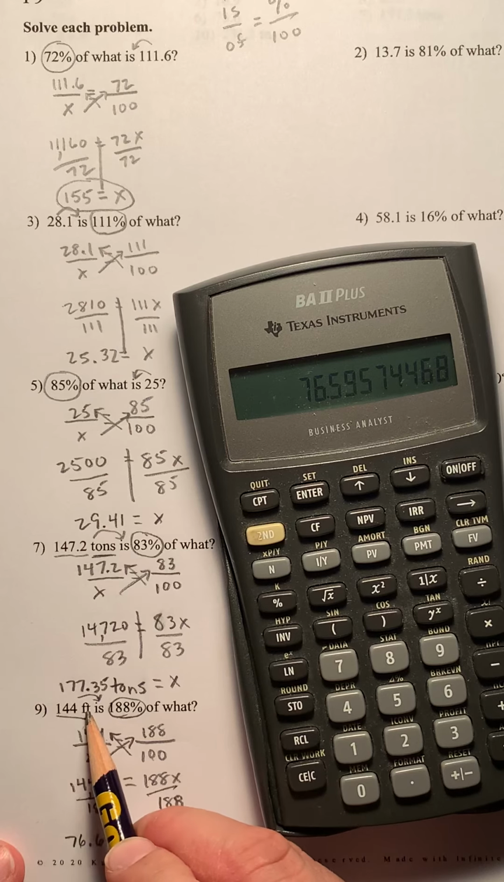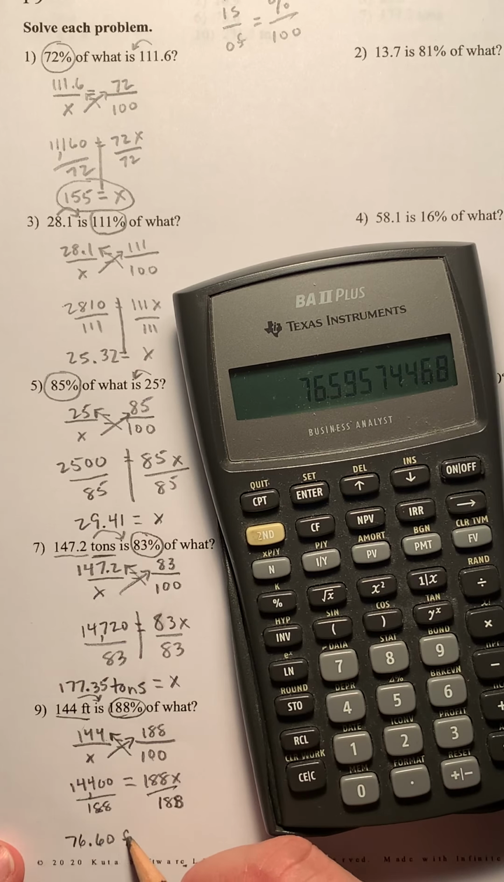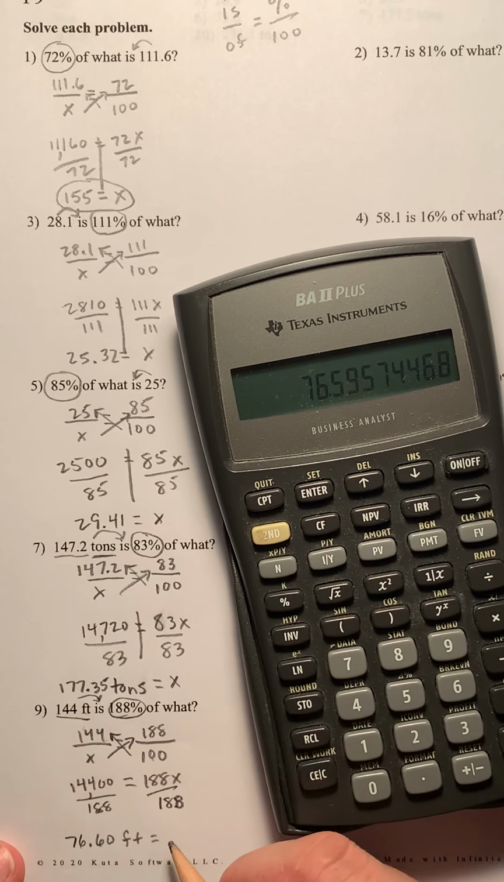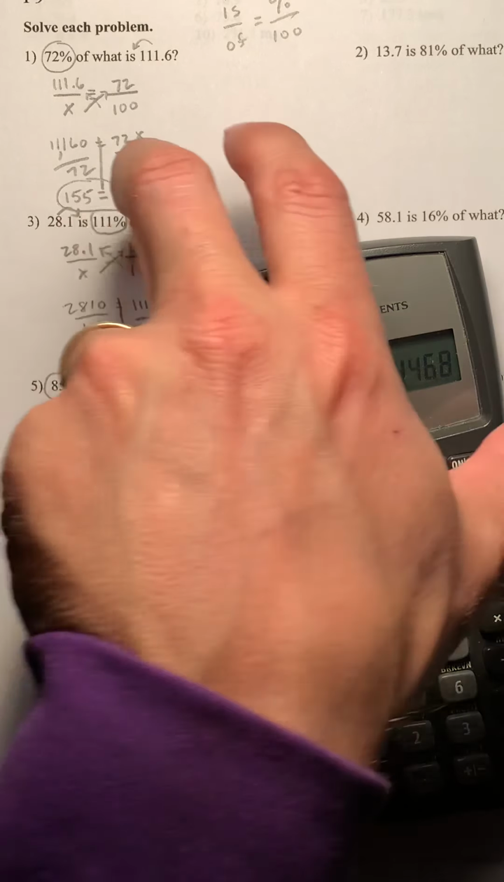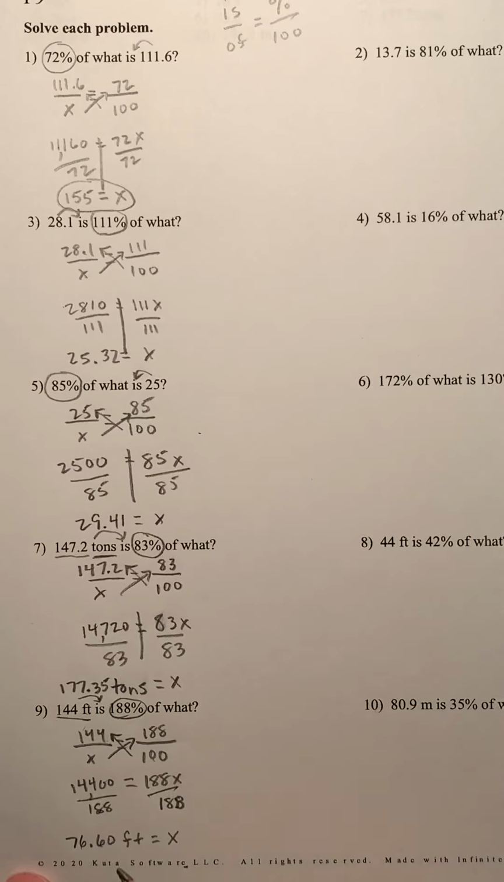Got to remember I have a label on my number up there, so I've got to use the same label in my answer. And my variable is 76.6 feet. 76.60 feet if you prefer to stay with the 0. The point being that we need to make sure that you're consistent in where you're going to round.